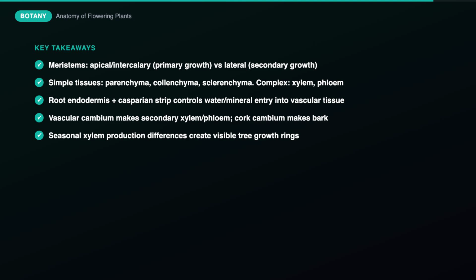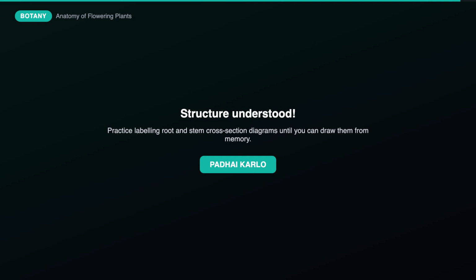The root's endodermis, with its Casparian strip, tightly controls what enters the vascular tissue, and secondary growth, driven by the vascular cambium, produces the wood and bark of trees, with the vascular cambium making new xylem and phloem, and the cork cambium making protective bark. That's anatomy of flowering plants.